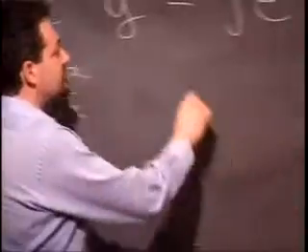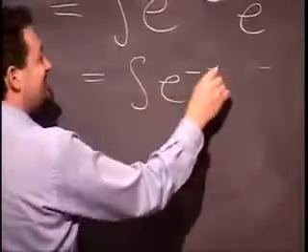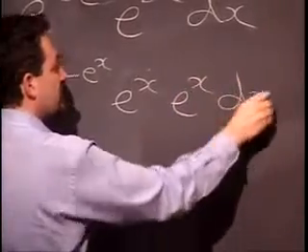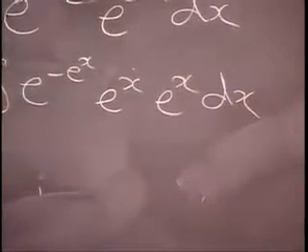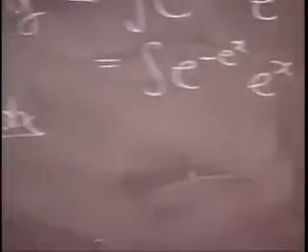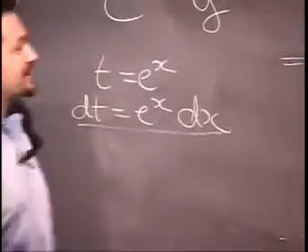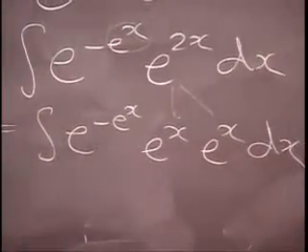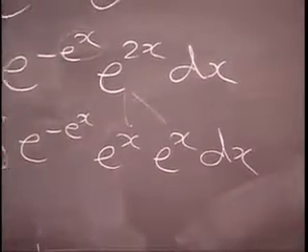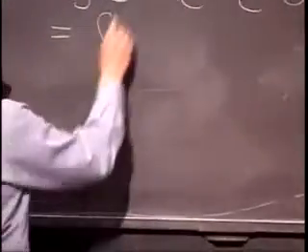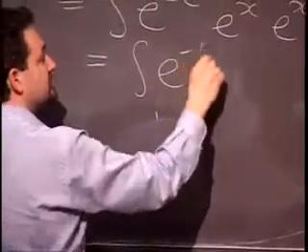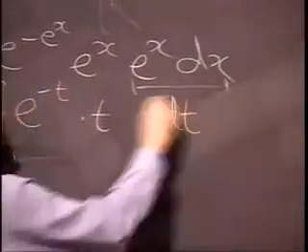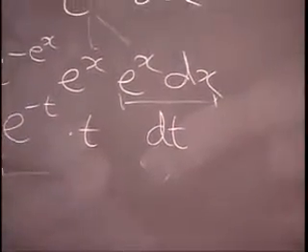Maybe the way to do this is first to write this as e^(-e^x) e^x e^x dx. The reason I want to do that is I was inspired by the fact that dt is e^x dx, so it's nice to bust this up into two pieces here. All right, so what have we got? This is e^(-t). This is a t. And these two together are a dt. And now we're going to integrate by parts.